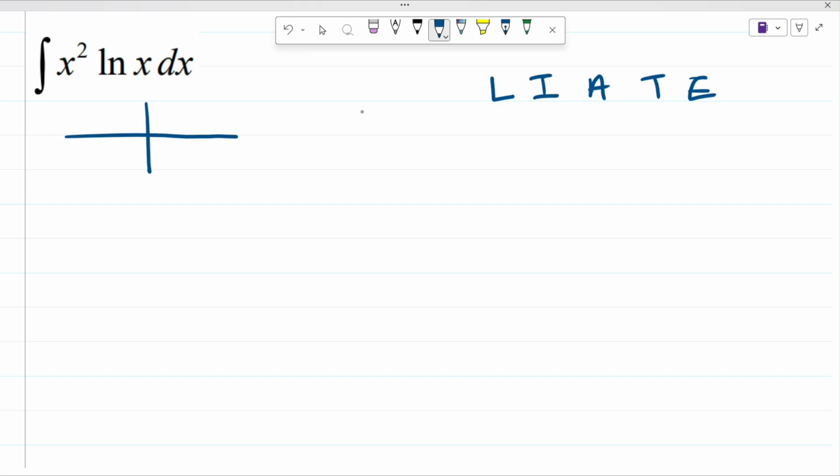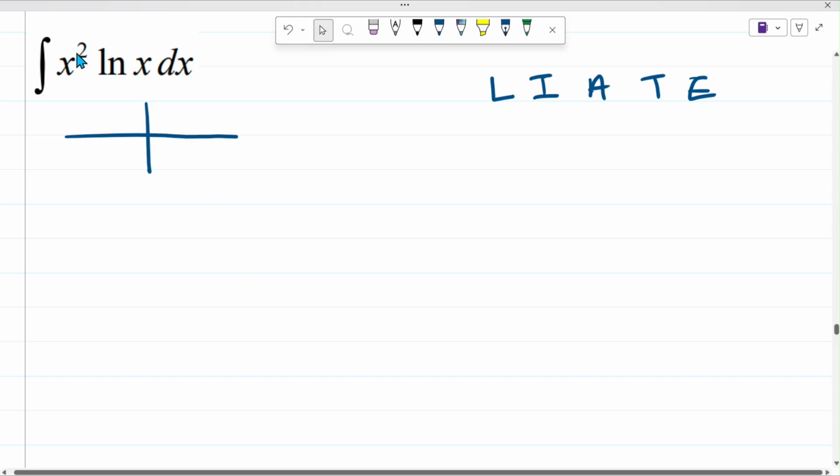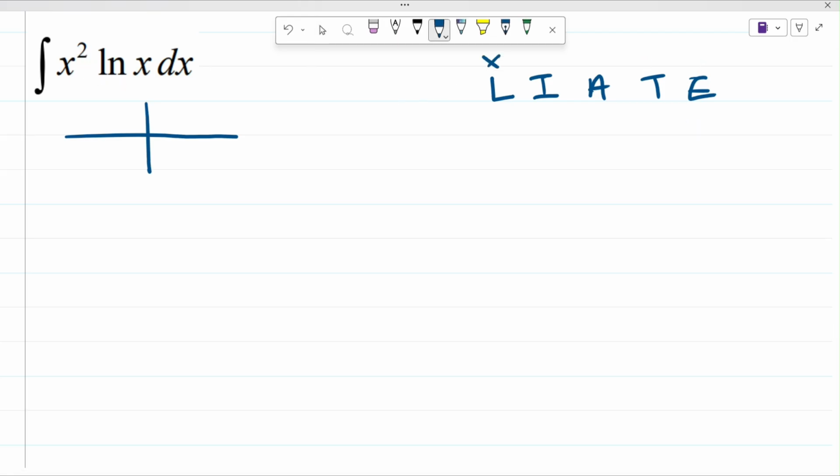After drawing my cross, I identify the different functions that I'm dealing with, only to find that I've got an algebraic function and a logarithmic function. So the logarithmic function comes first, so this is going to be ln of x. And then x squared comes last, because it's part of the algebraic. And then I differentiate ln of x, it becomes 1 over x.